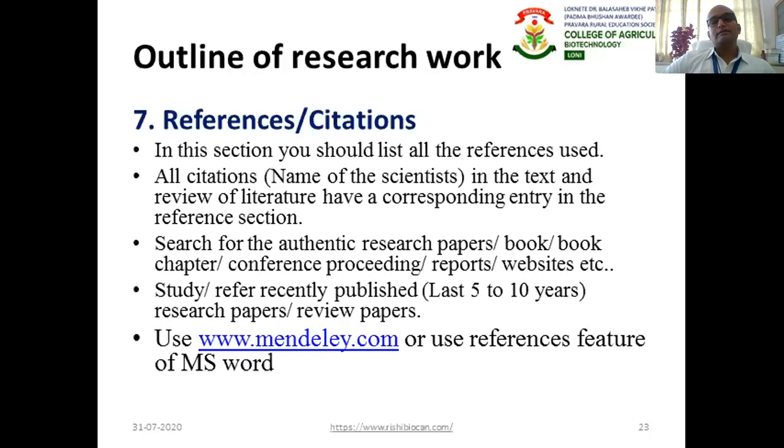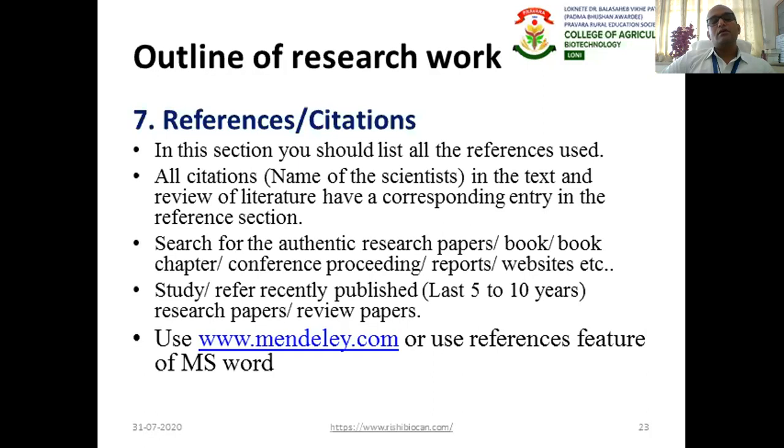All citations, the name of the scientist in the text and review of literature, should have a corresponding entry in the reference section. That means whatever scientist you cite in the text, that is the review of literature or material and methods or result section, the same scientist's reference research paper should be included at the end in the list of references.